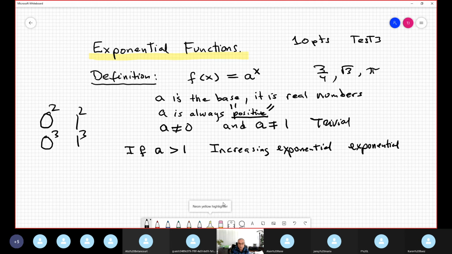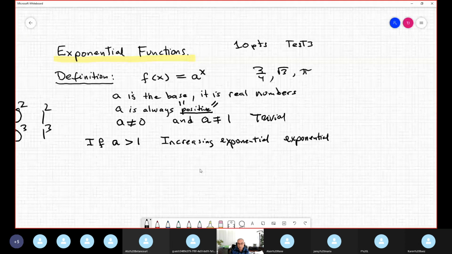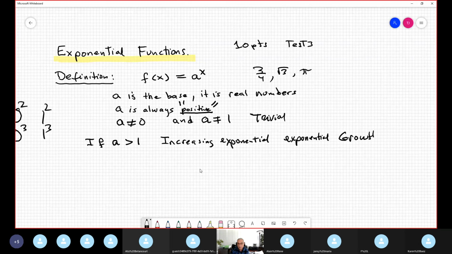Exponential growth. Okay, exponential growth. Suppose the example of the exponential growth is 2 to the x, 3 to the x, when the base is a number bigger than 1.